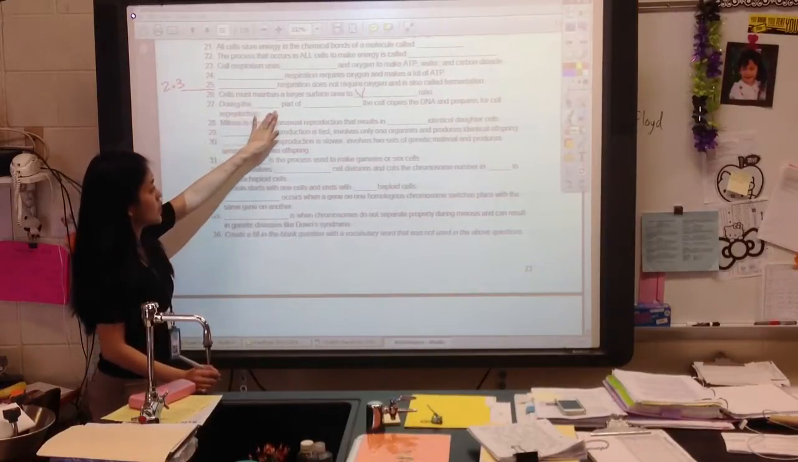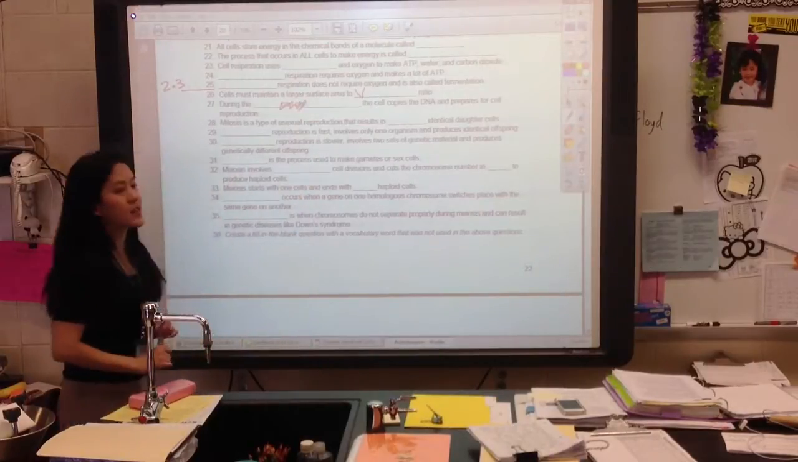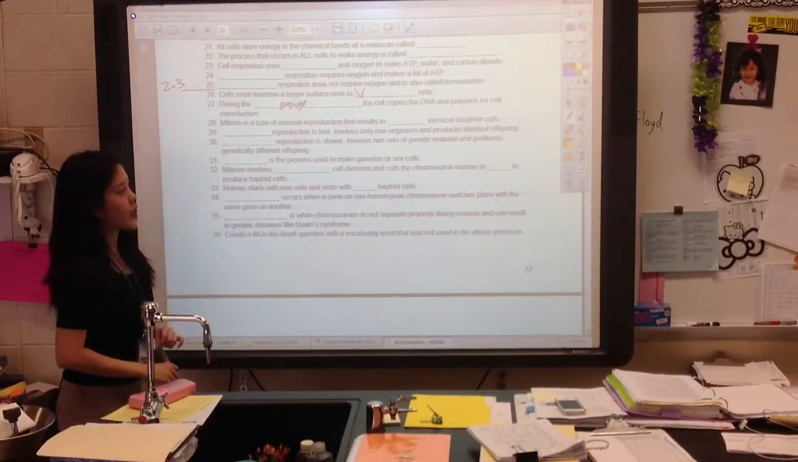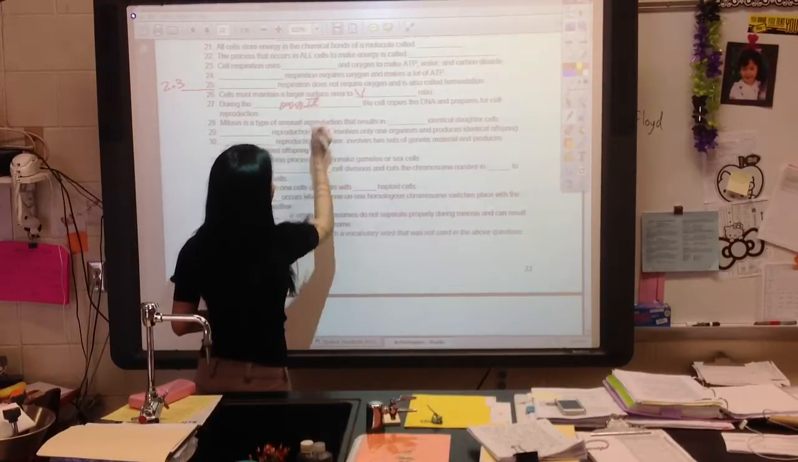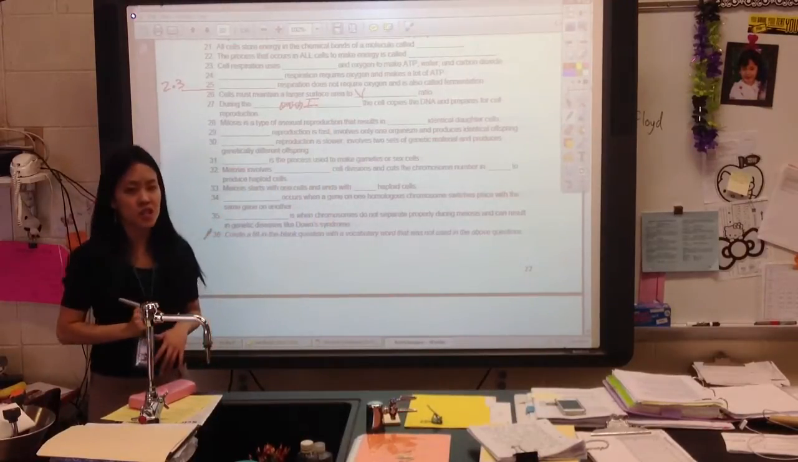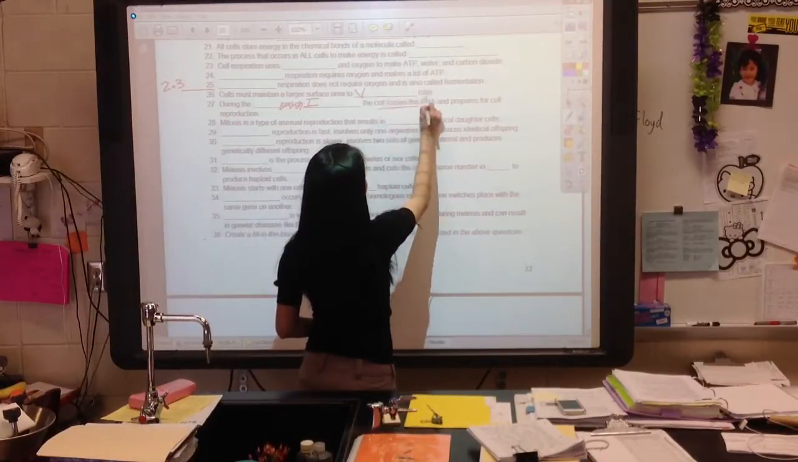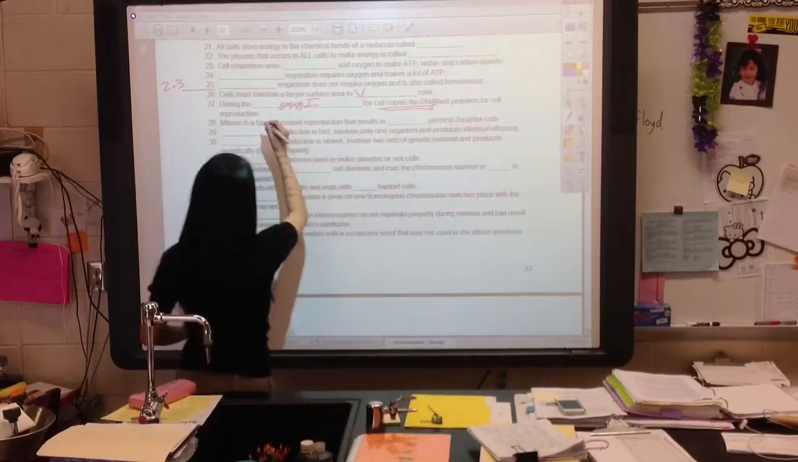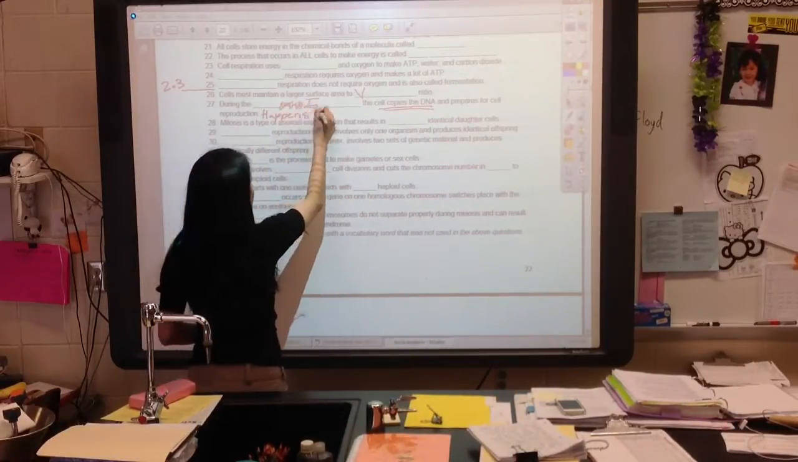During the blank, the cell copies the DNA and prepares for cell reproduction. Let's go ahead and use the letter I, this word, and this is the stage in the cell cycle where we make DNA. So make copies of DNA. This does happen first. Happens first.